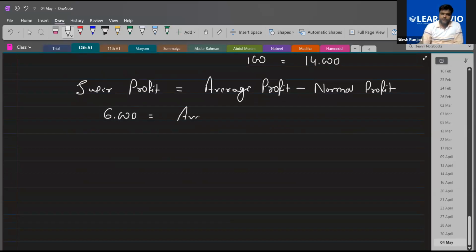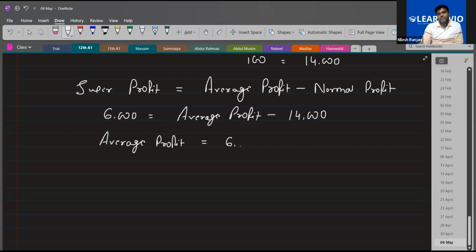Average profit we have to calculate, and minus normal profit, which is 14,000. So average profit equals to 6,000 plus 14,000, it is 20,000. This is our average profit. This is a little bit complicated.